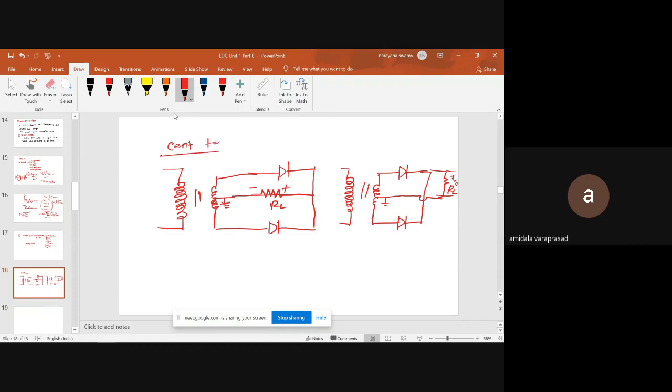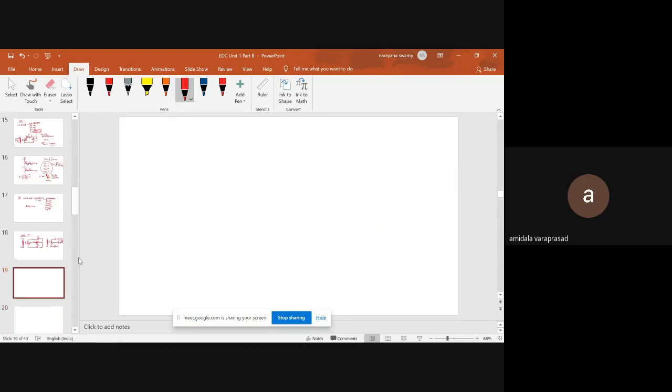Center tap transformer. Now for the positive half cycle, D1 will be on, D2 will be off. For the negative half cycle, D2 is on, D1 is off. Okay, you see that in my notes.